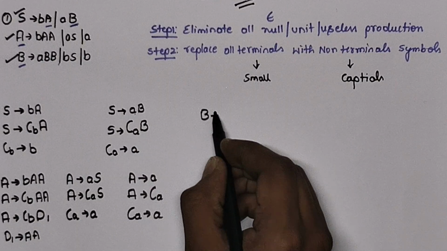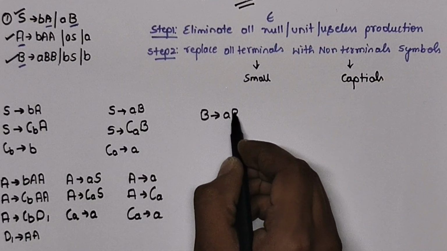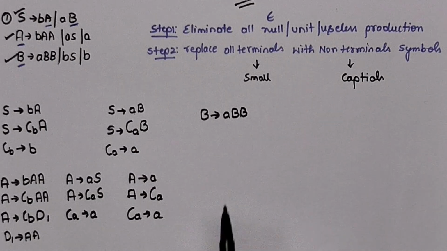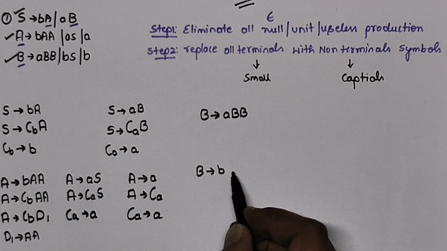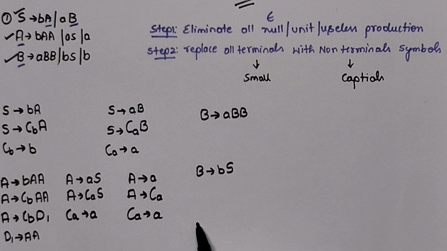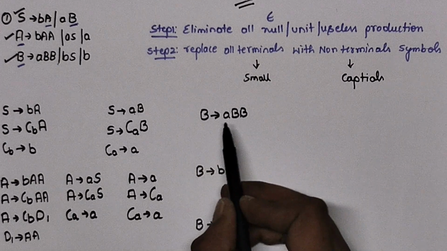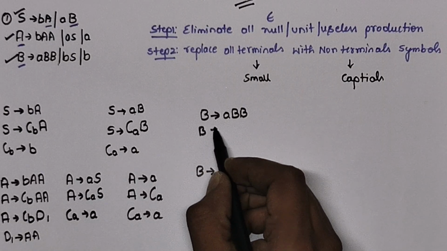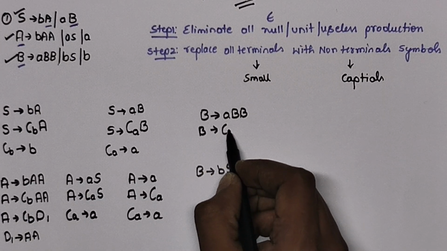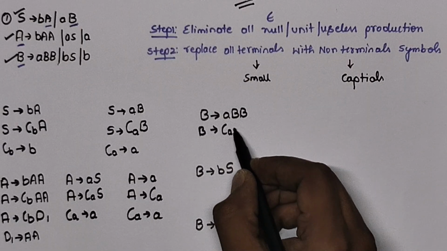So here if you see, B is producing small letter A, capital letter B as one projection. B is producing small letter B and capital letter S as another projection. B is producing small letter B as the another projection. Now let's write for all of them. So B producing small letter A, BB. So first let's replace the small letter using the capital letter, that is constant CA.